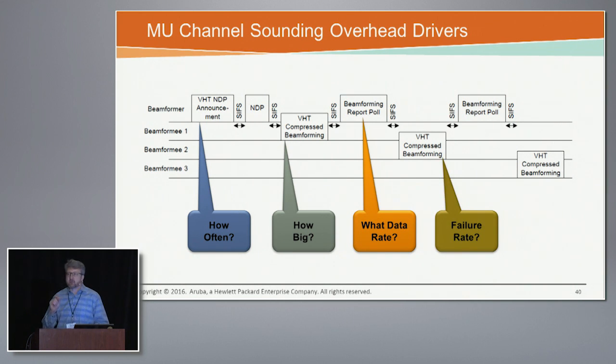What percentage of my feedback frames don't make it in the first place? Either because the client never heard the poll, it missed the NDPA, and so it didn't even send a measurement, or it attempted to send the measurement and there was interference on the channel. Because they're pretty big frames, failures there will have a big effect. And then what about Wi-Fi or non-Wi-Fi interference? So you start to look at this exchange, there are many things that can go wrong with it.